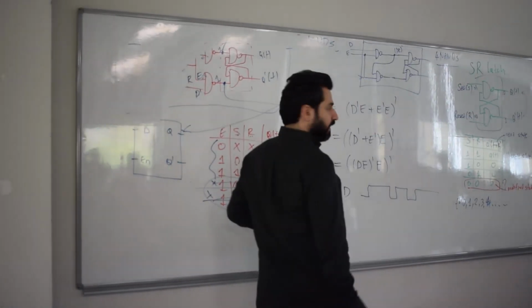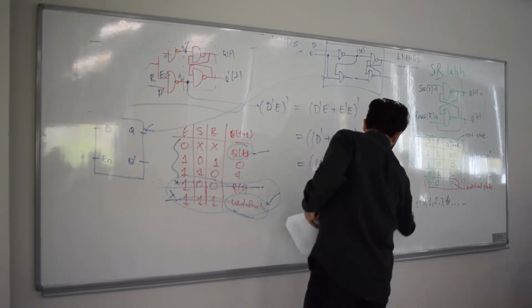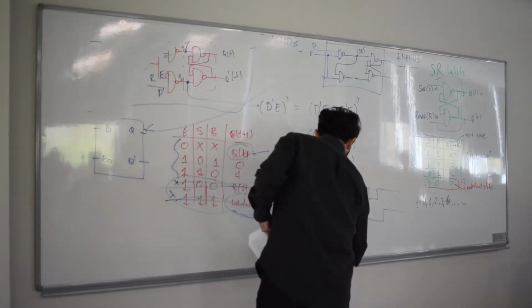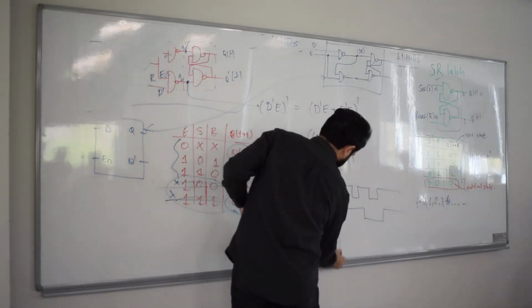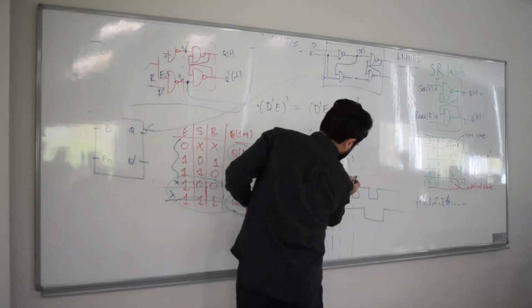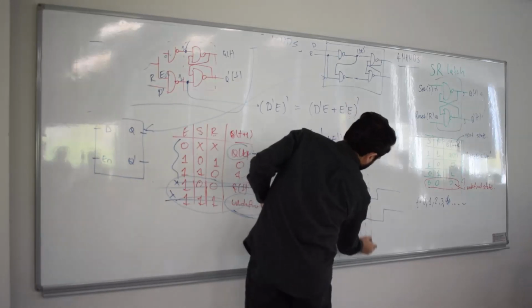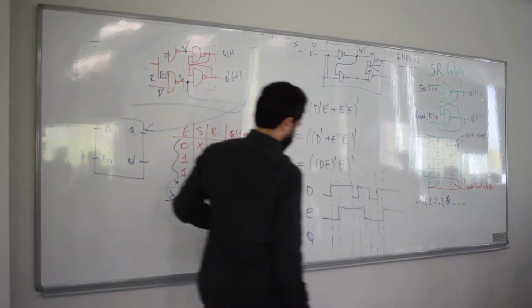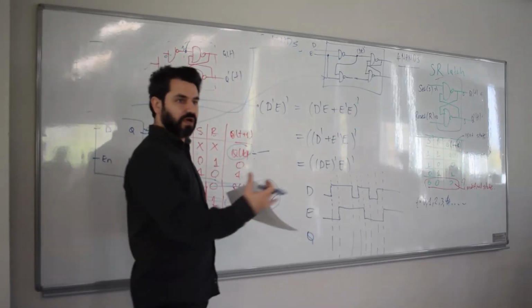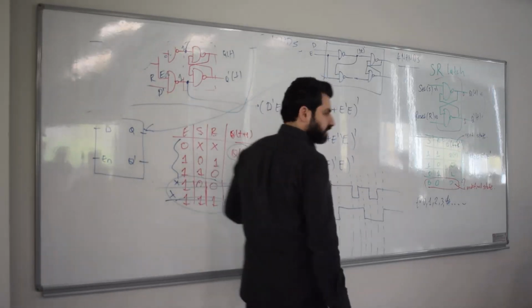Here we go. This is my D, let's say, and enable, and output Q. I actually divide that into segments. The reason that I draw segments is that it has to make sense to you at this point. These are the time segments that I'm interested in. I have D is 0 and enable is 0.